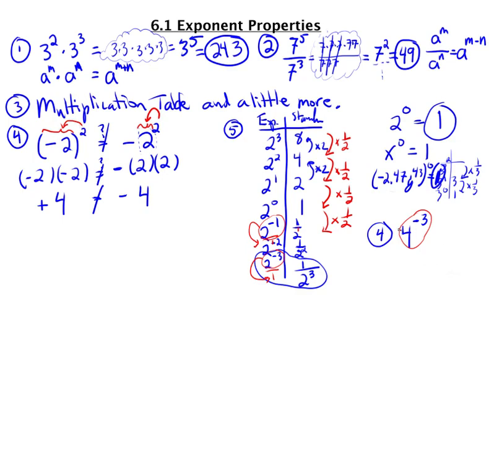I want to make it a positive exponent, so I will put it into that denominator. And when I rewrite it, it will have a positive exponent. So that negative 3 becomes a positive 3. And now I have kind of a filler here. I need a filler up here, so that will be a 1. It's kind of a placeholder sort of thing.